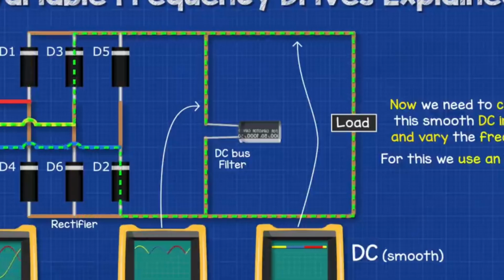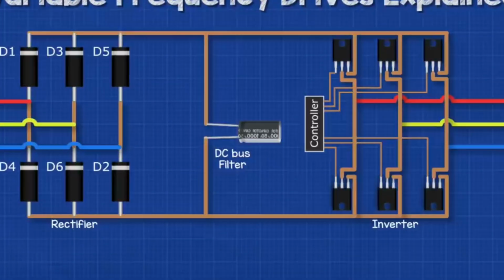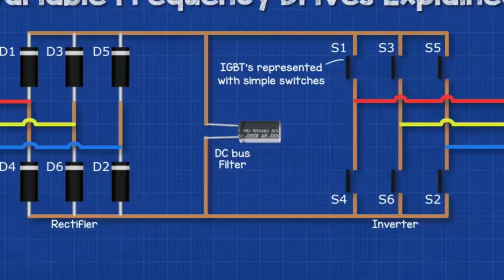Now that we have clean DC, we're ready to turn that back into precisely controlled AC at variable frequency. And for that, we need an inverter. An inverter is basically a number of IGBTs, which are switches that can turn on and off super fast. I'm going to animate this using some simple switches instead of IGBTs, just to make it easier to visualize. I'll number these switches as follows.